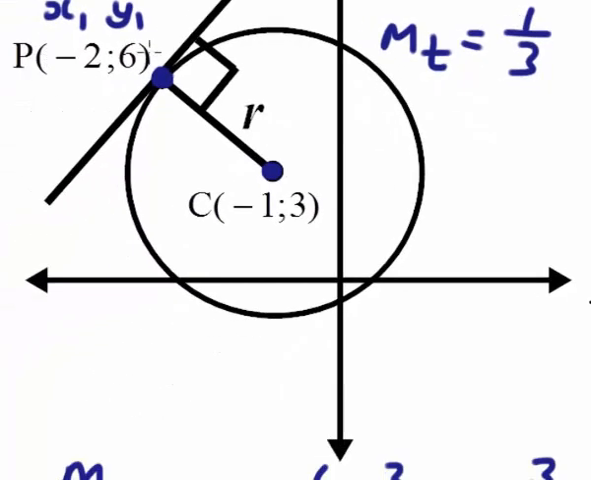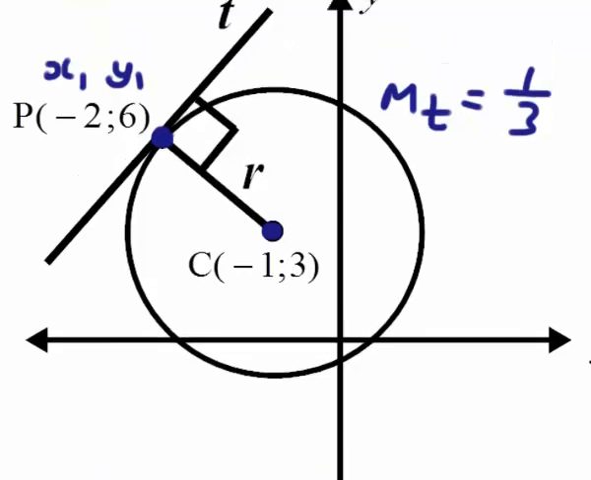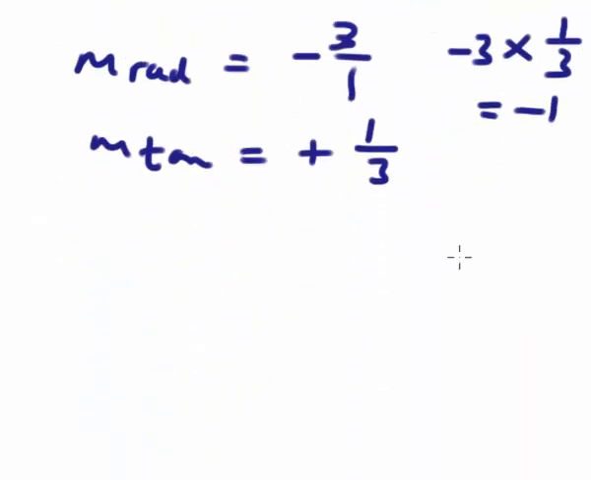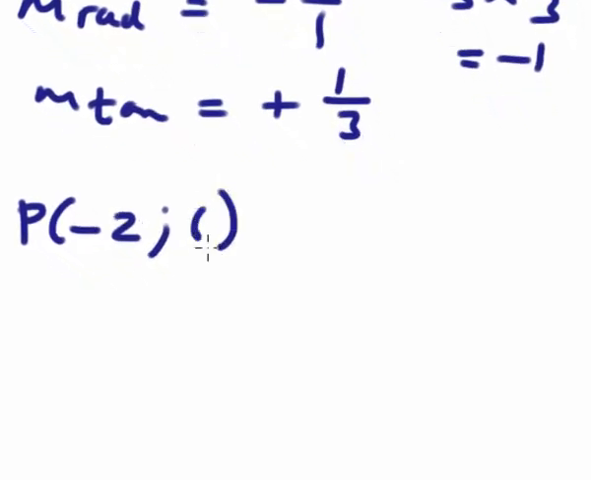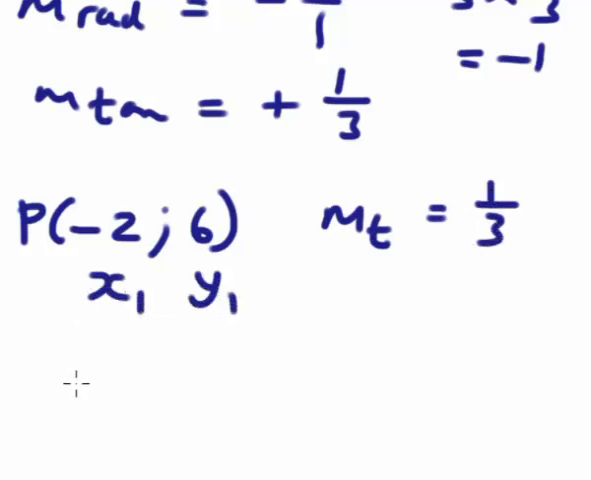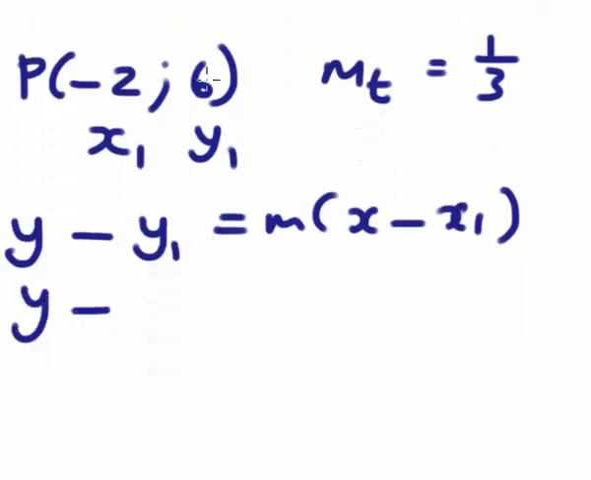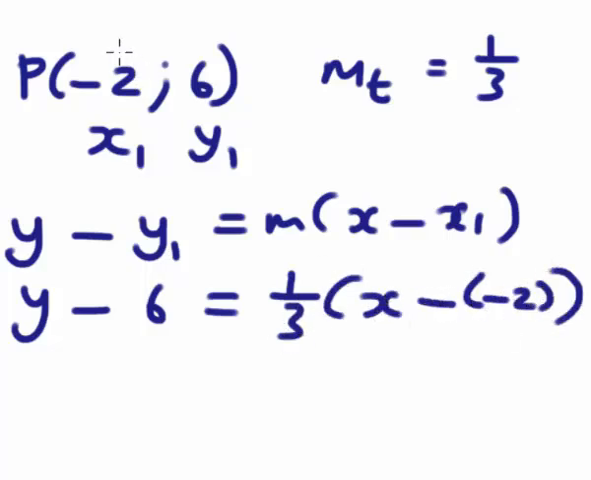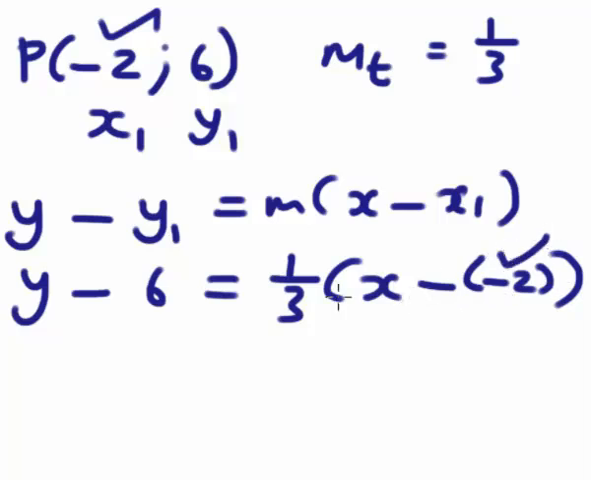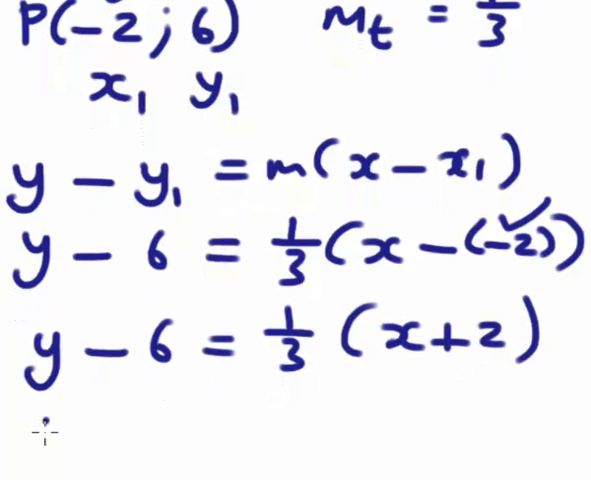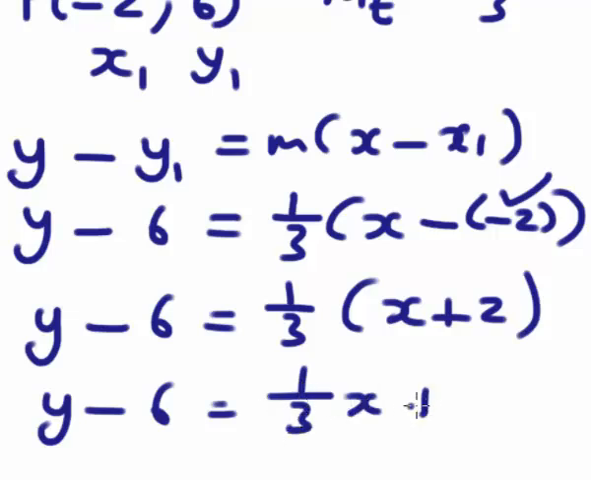So the gradient of the tangent is 1 over 3, and we also have the x1 and the y1. Now working out the equation is really simple. P is the point (-2, 6), and the gradient of the tangent is 1 over 3. So y minus y1 is m times (x minus x1), and you plug in your values. Y minus 6 equals a third, x minus, careful now, x minus the -2. You're subtracting -2. So y minus 6 is 1/3 (x plus 2), and y minus 6 is 1/3 x plus 2/3 if you distribute in.